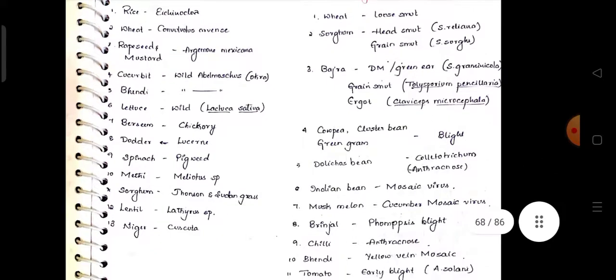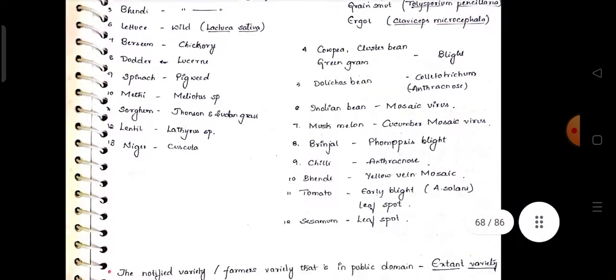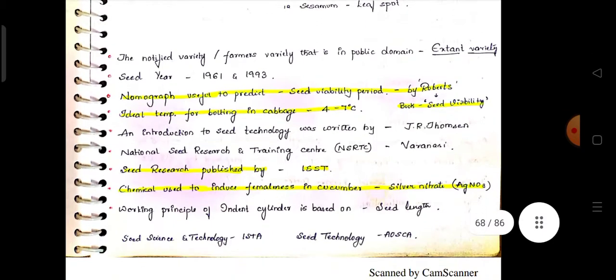These all things we have already discussed, like the objectionable weed and all. Now, the notified variety or farmer's variety that is in public domain is called extant variety. Seed years are 1961 and 1993.